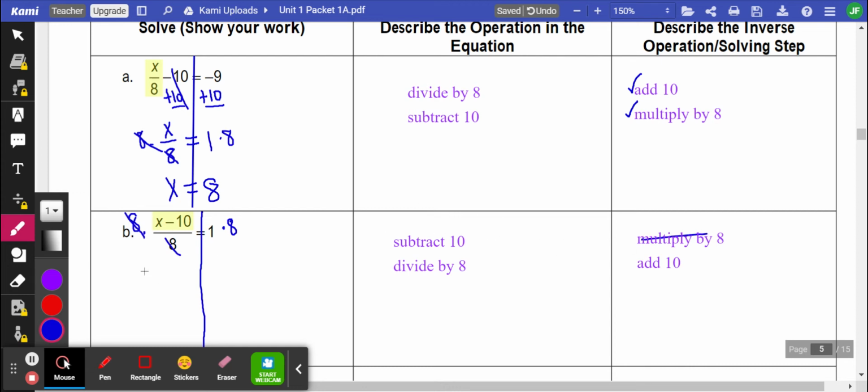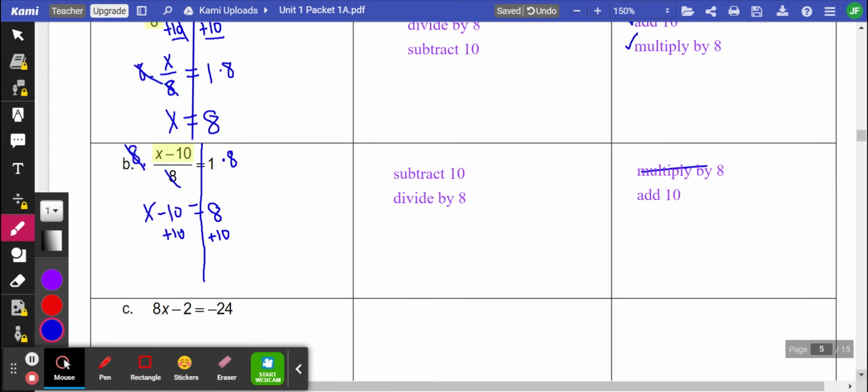Okay, so that one's done. We get x minus 10 equals 8. And then our second step is to add 10 to both sides. 8 plus 10 gives us 18 on the right side, and it cancels on the left side. Okay, so we're done with this one. I didn't really mean to cross those off. I used check marks in the first one. We followed our steps to solve on the right side. If we want to plug it back in to check it, we should get 18 minus 10, which is 8, divided by 8, which should give us 1.